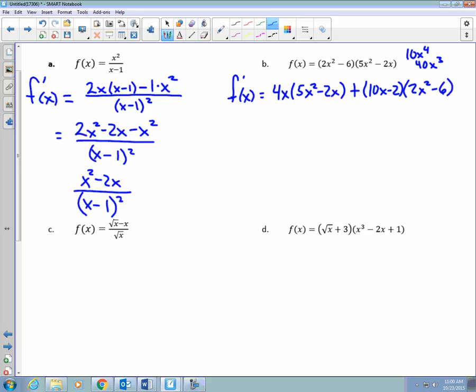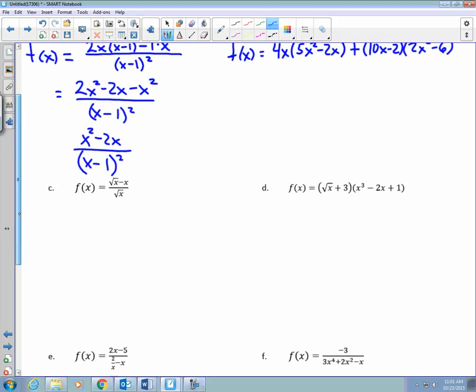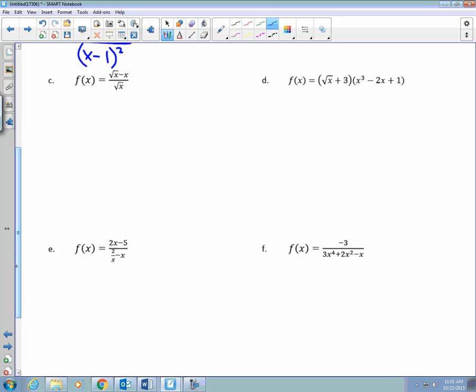You're going to get a 20x to the third and then another 20x to the third, which is going to make a 40x to the third. So our goal isn't necessarily to see that we can multiply everything out. Our goal is to see that we can do the product rule correctly. So we're leaving it. We're done. Okay, let's look at D.